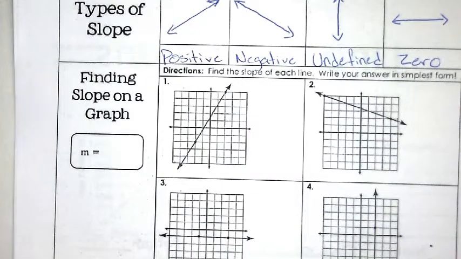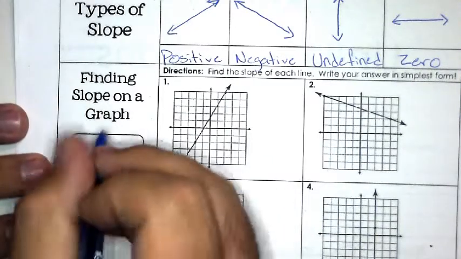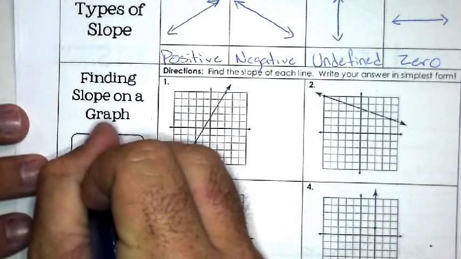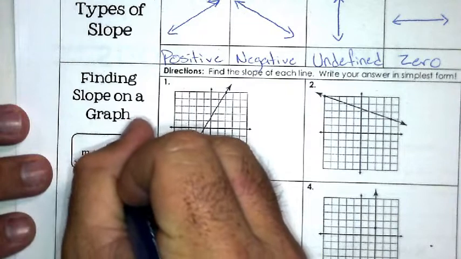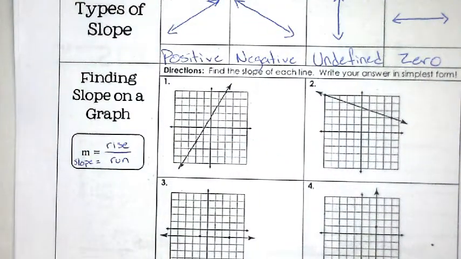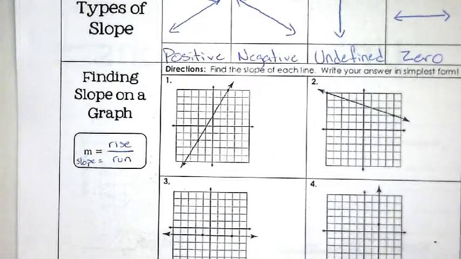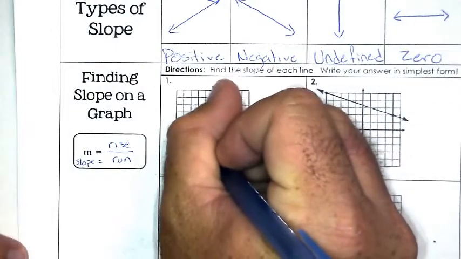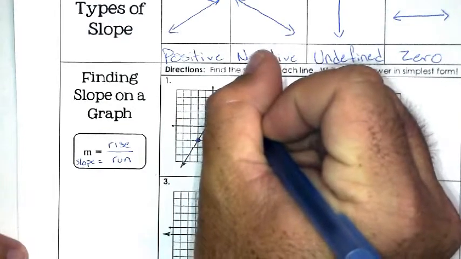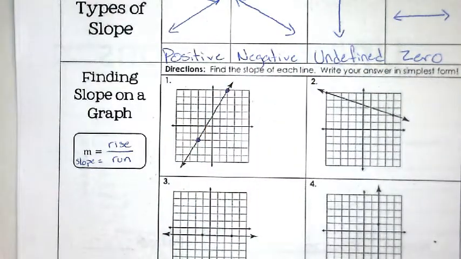Finding slope on a graph, which is what we're going to talk about first because it's the easiest, is m, which means slope equals rise over the run. The rise over the run. So the steps to find slope on a graph, first is to find 2 perfect points on the line. Luckily, in all the graphs that we have on the notes, we already have perfect points drawn for us. So we're going to use those.